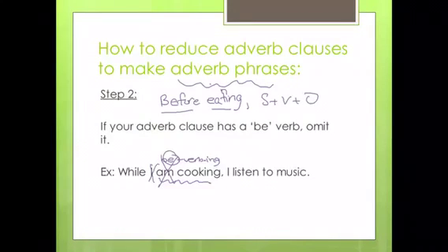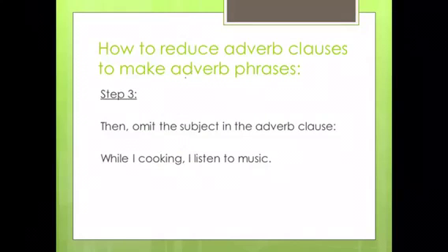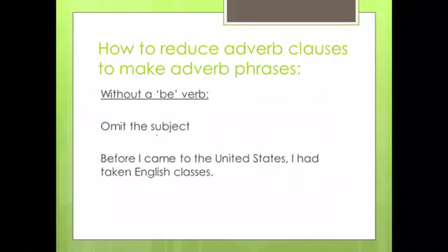But what happens if I don't have a be verb? What do I do? Well, let's take a look. Without a be verb, I have to, as before, omit the subject. So here's my dependent clause, get rid of my subject, making sure, of course, that I do look and make sure that they are the same.